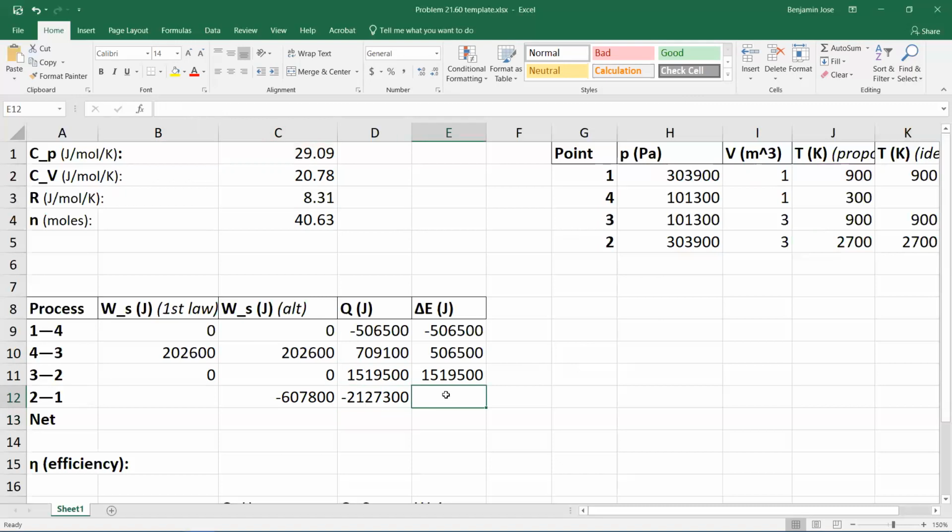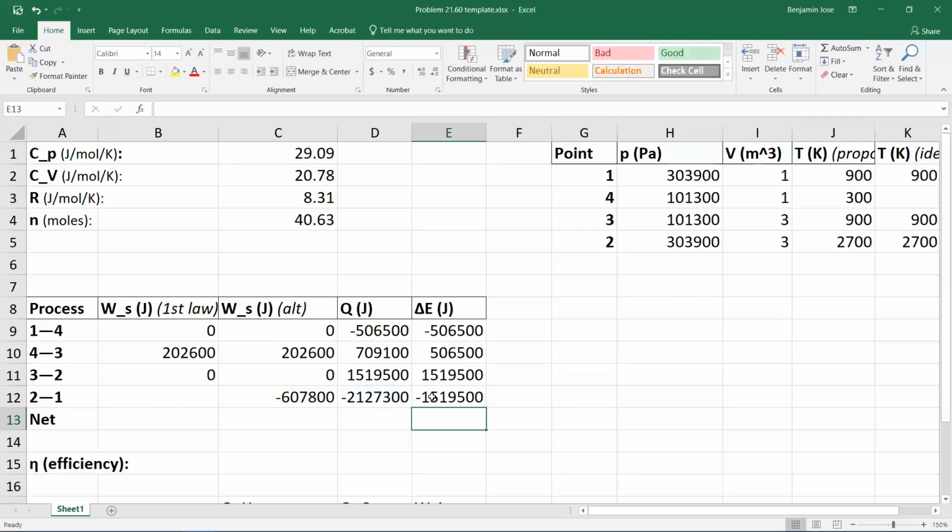Okay, now, here's something I haven't done yet. Instead of using nCvΔT, I could use the first law to find the change in energy. Since work and Q have already been calculated, I could do it that way. Let's do it both ways. The first law says that you look at whatever heat was dumped in or out of the system and subtract the quantity that went to useful work, and the rest is used to change the internal energy.